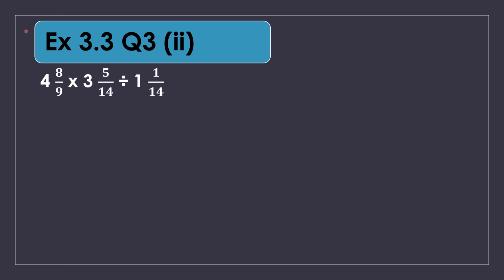Our first step is to convert these mixed numbers into improper fractions. A complete video on converting a mixed number into an improper fraction and an improper fraction to a mixed number is available on Maths Guide. So how do we convert? We will multiply the denominator with the whole number, then add the numerator. For example, 9 into 4 is 36, plus 8 is 44. It's 44 by 9, or 44 ninths. Similarly, we will convert these two mixed numbers into improper fractions.